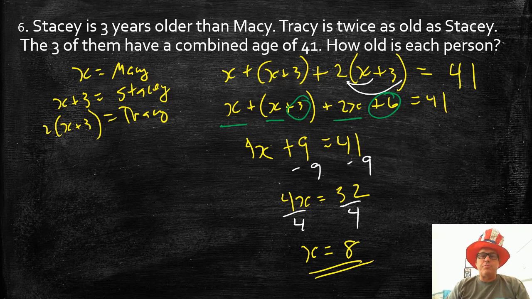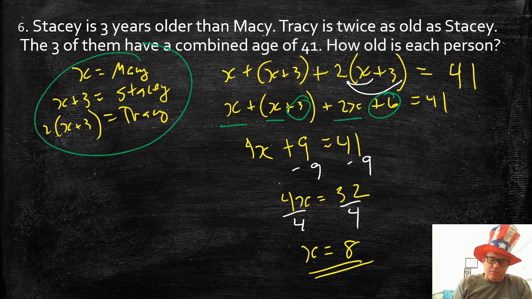Notice we're not done. They said, how old is each person? I've just worked out X is 8. We're going to forget sometimes on the more complicated ones if we hadn't defined our variables. So X is 8 and X is Macy.